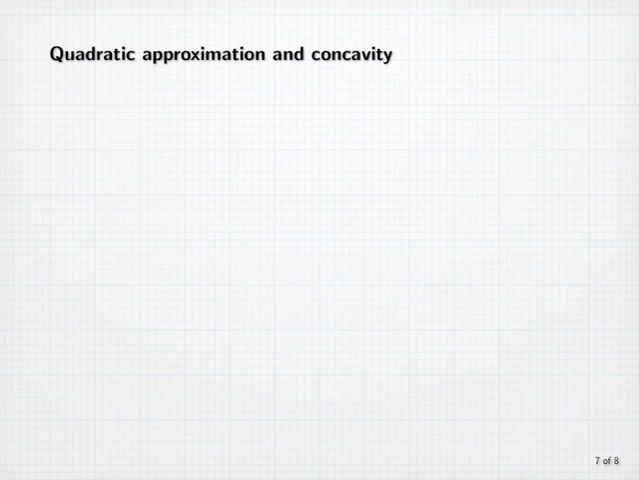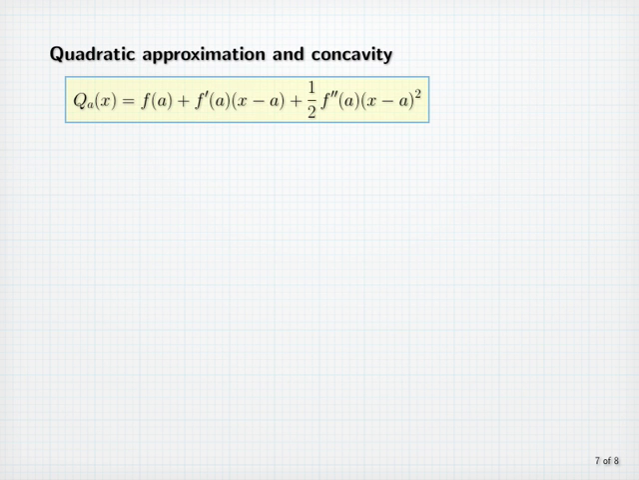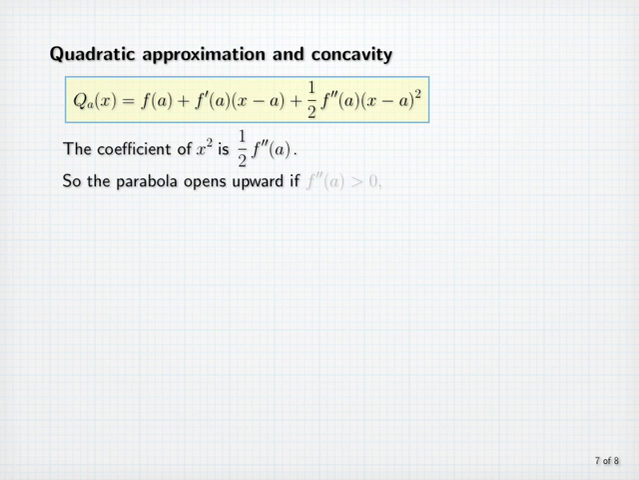Quadratic approximation and concavity. Let's recall our formula for the quadratic approximation: f(a) plus f prime of a times (x minus a) plus 1/2 f double prime of a times (x minus a) squared. Now the coefficient of x squared here is 1/2 f double prime of a. So the graph of this quadratic function is a parabola that opens upward if f double prime of a is positive and opens downward if f double prime of a is negative.